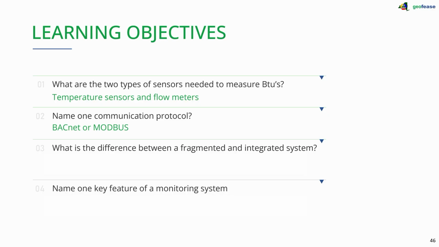What is the difference between a fragmented and integrated system? We touched on this a little bit. You can think of Apple maybe versus PC. Yeah, this is a longer answer, so you can't really blurt it out. But fragmented systems have multiple components that don't talk to each other easily. And then can you name one key feature of a monitoring system?